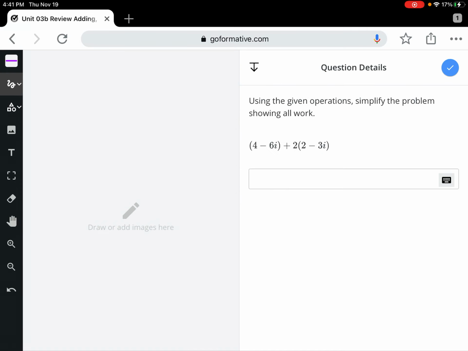Okay, so the next video is just operations with complex numbers. The first one we have is 4 minus 6i plus 2 times 2 minus 3i. With these, you want to get rid of your parentheses first. Sometimes you have to do distributive properties.